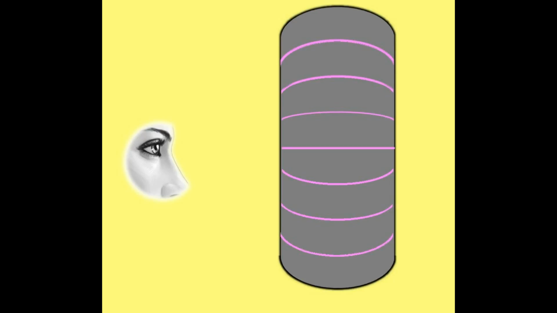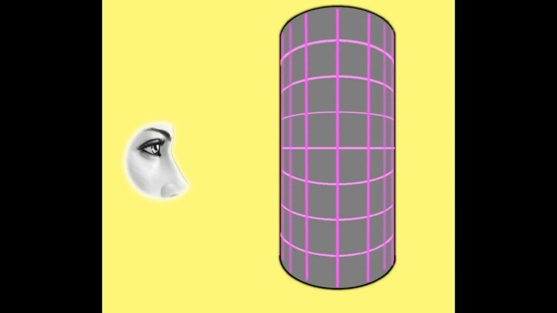To further enhance the illusion of three-dimensionality, you need to make a grid. And to make that grid, use vertical lines. The first vertical line will be in the center of the cylinder, and then each successive vertical line going out towards the edges of the cylinder will be closer and closer together.